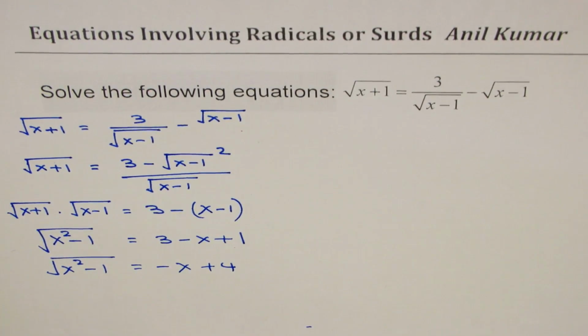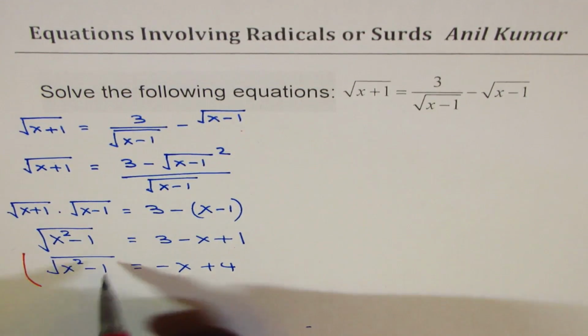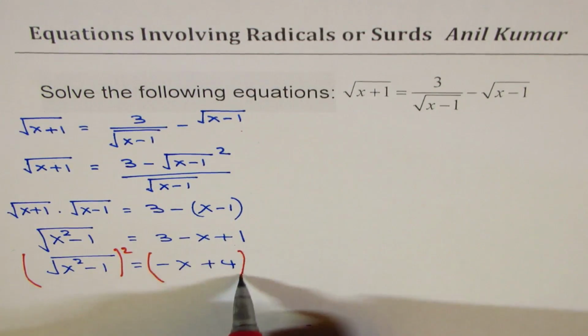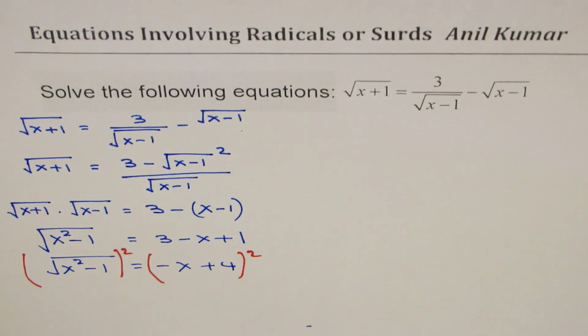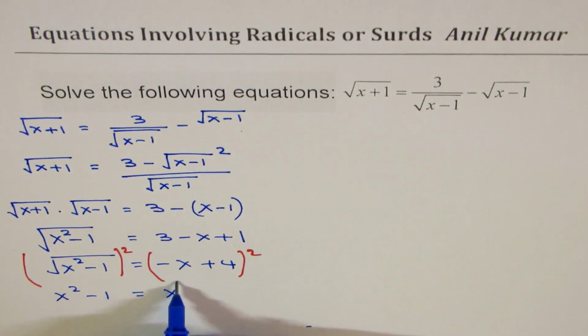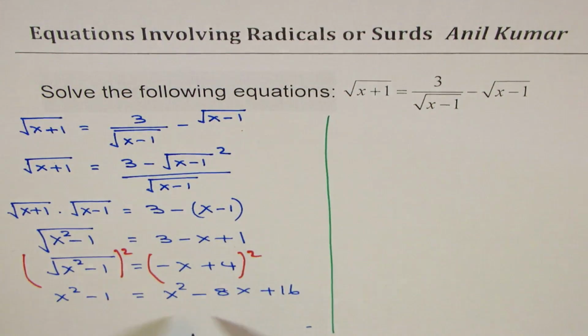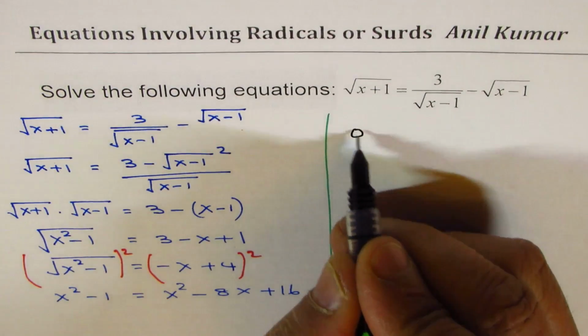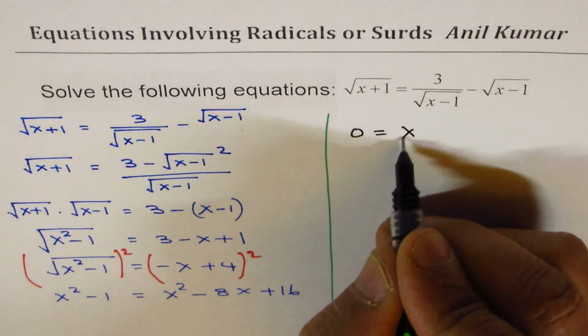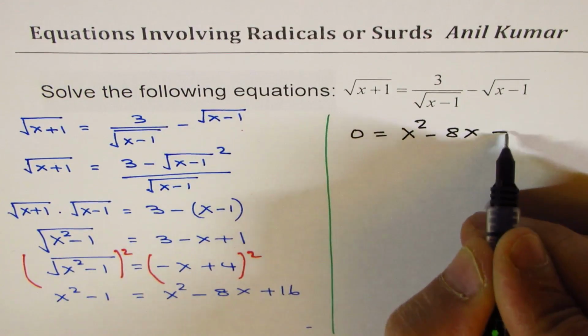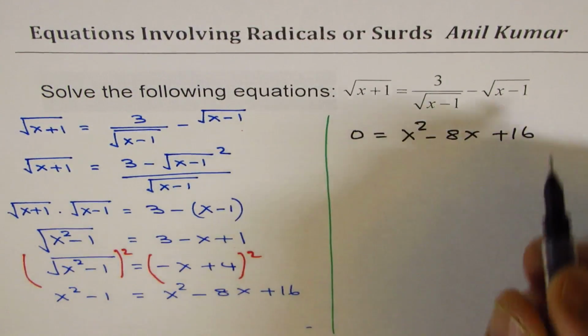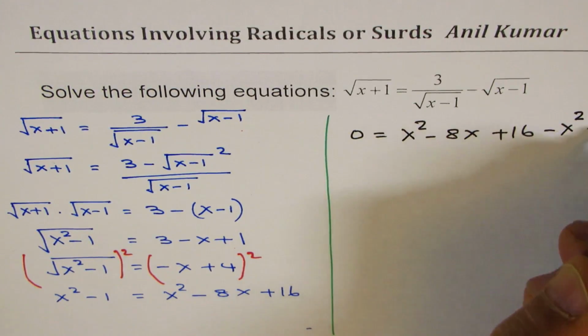Now we have radicals involved, so we'll square both sides, correct? So we'll square both sides. If we square both sides, we get x squared minus 1 on the left side. Here the square is x squared minus 2ab, 8x, plus 16. So we do have what looks like a quadratic equation, but these x squares cancel out. Bringing terms together, we get 0 equals x squared minus 8x plus 16. Taking this to the right side gives you minus x squared plus 1.